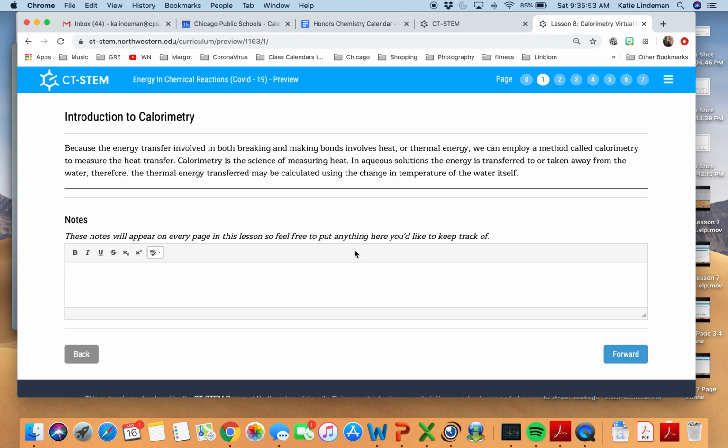Calorimetry is the science of measuring heat. In aqueous solutions, the energy is transferred to or taken away from the water. Therefore, the thermal energy transferred may be calculated using the change in water temperature itself. So we're going to take advantage of the fact that we have temperature as a quantitative measurement of energy within a substance. We're going to be taking advantage of that fact within this lesson.